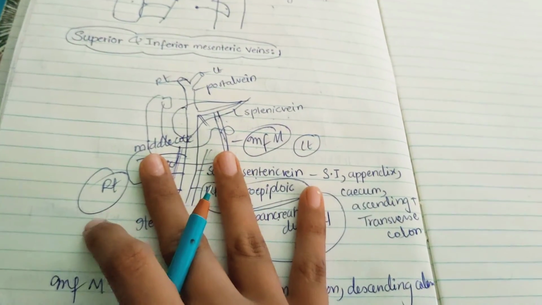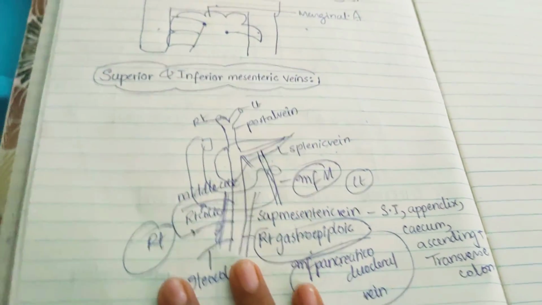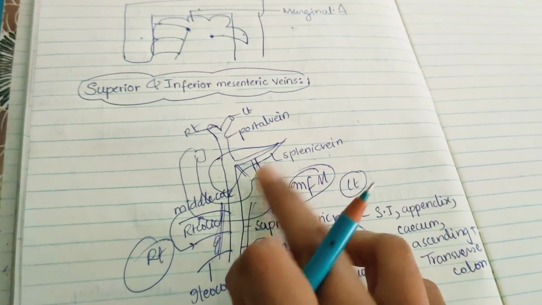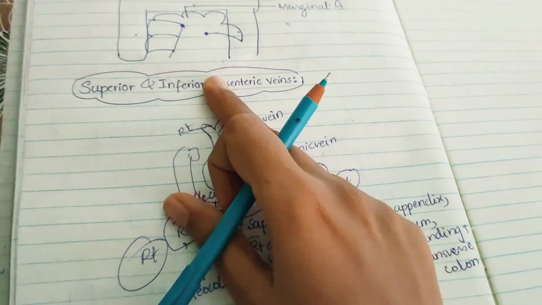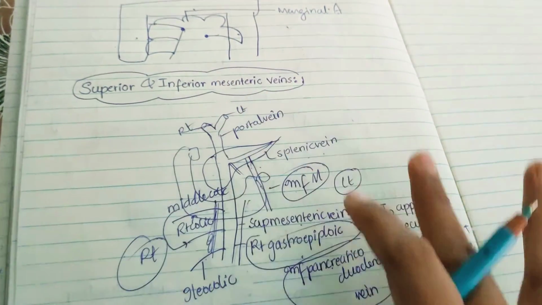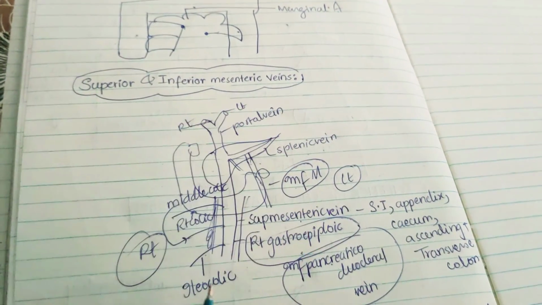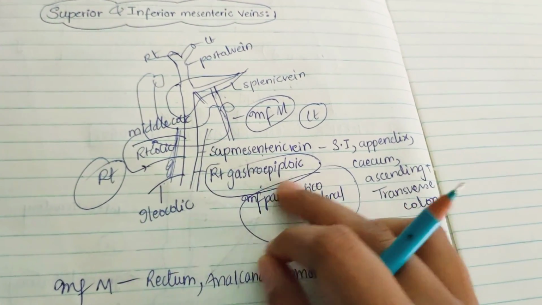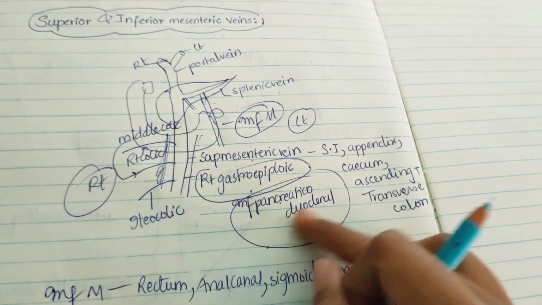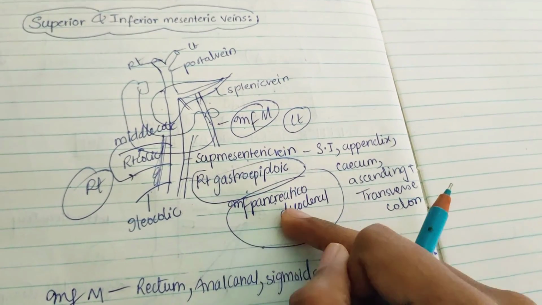This is all about the superior and inferior mesenteric veins. Just remember that they drain into the splenic vein and portal vein. The splenic vein along with the superior mesenteric vein forms the portal vein. All the names are similar to the arteries, but only for the superior mesenteric vein you need to remember the right gastroepiploic vein and the inferior pancreaticoduodenal vein. That's it.